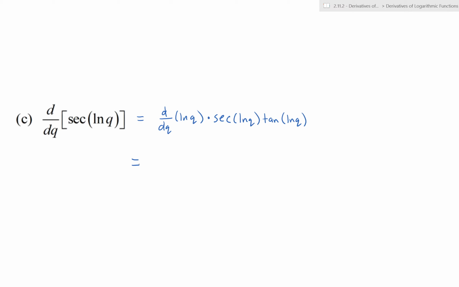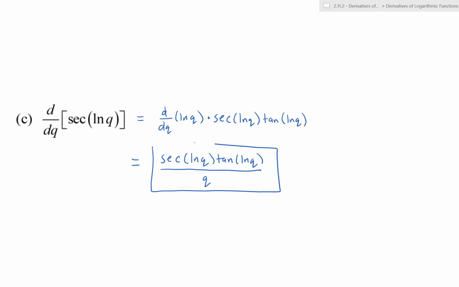Differentiate ln of q with respect to q. Remember what we just saw earlier in this video. That's that special case. It's just 1 over the input, 1 over q here. So I guess we'll write it as secant of ln q times the tangent of ln q, all divided by q, right? Just the same thing as that secant tangent times 1 over q. And there you have it. Bam, got it.